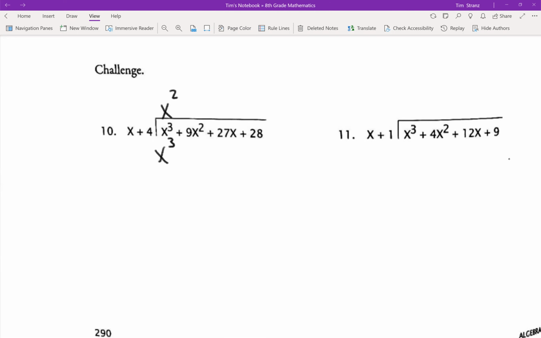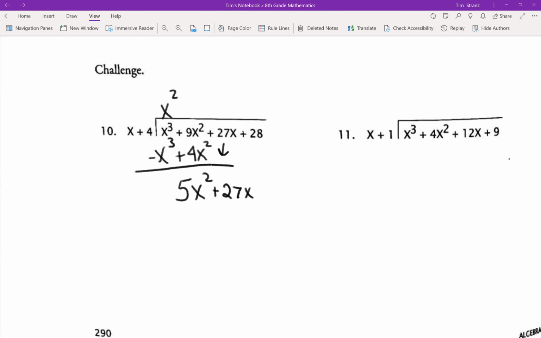X squared times 4 is going to be 4x squared. Subtract these, the x to the thirds cancel out. 9 minus 4x squared is going to be 5x squared. I'm going to bring down my 27x. Do not worry about the 28 yet. We're not there.